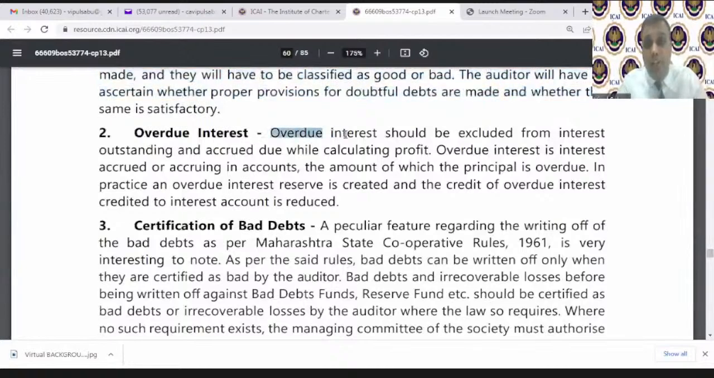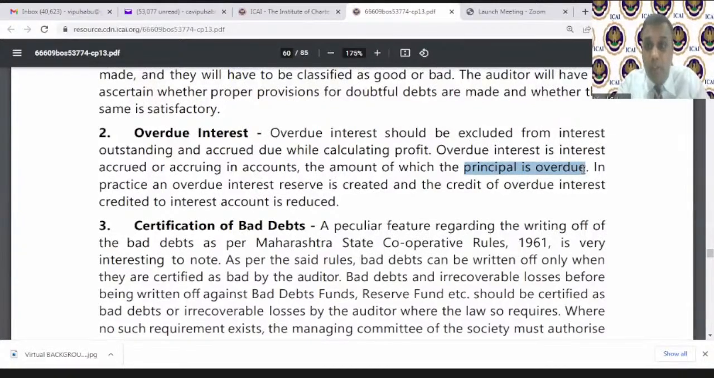So overdue interest: the interest which is overdue should be excluded from interest outstanding and accrued while calculating profit. The interest which is overdue, its recovery is uncertain. That should be excluded from the income of interest while calculating profit. Because overdue interest is interest which is accruing in accounts while the amount of principal is overdue. If the person is not able to pay the principal, how would he be able to pay the interest, which is getting overdue on the overdue balance of principal? It is a cycle.